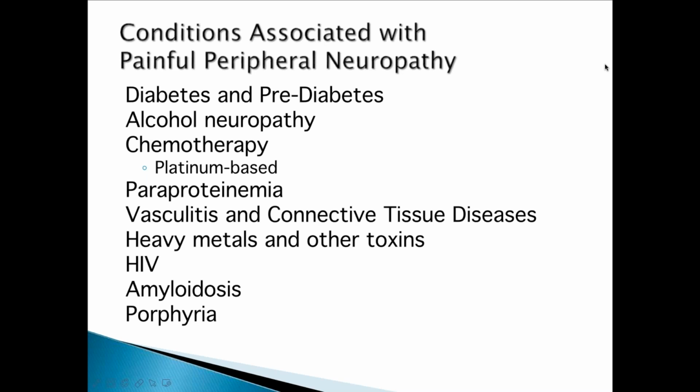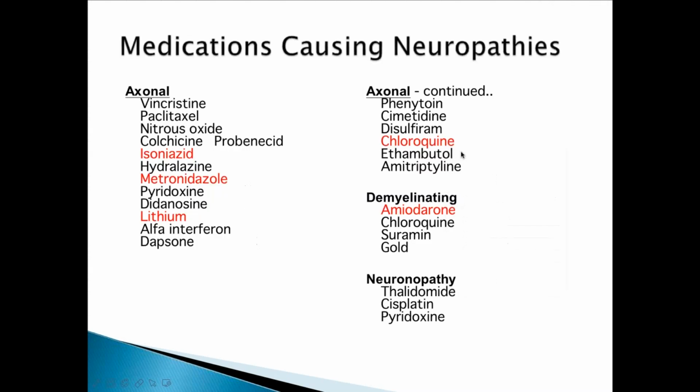Paraproteinemias after chemotherapy, then vasculitis, heavy metal toxicity, HIV, amyloid, and porphyrias. These are all causes of painful neuropathy. I have a whole list and these might be asked to you anywhere in exam and MCQs, but just focus on what I have given as read. Isoniazid as it.